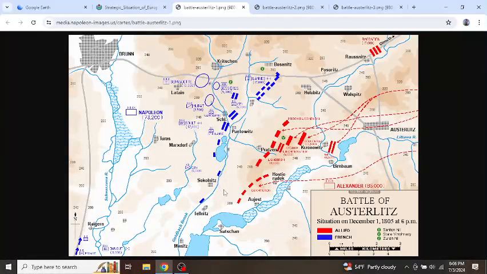So Napoleon was taking a very big risk by so weakening his right flank as to draw the Allied attack out with his feigned retreat and his weakening of the right flank. He was taking a very big risk.